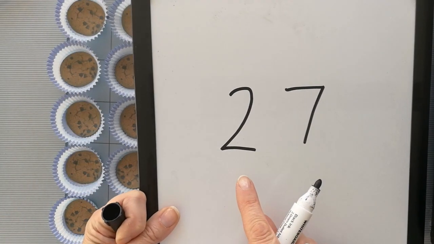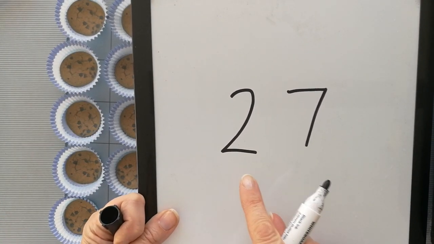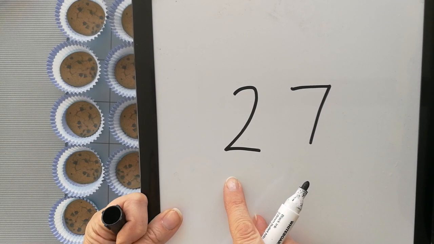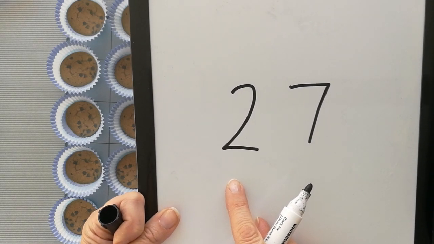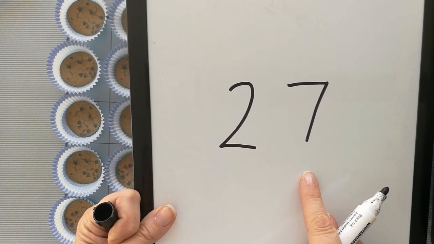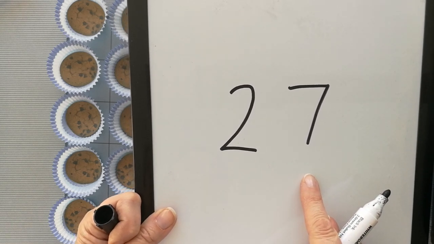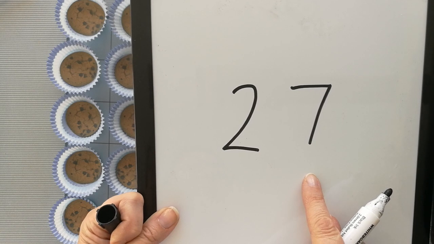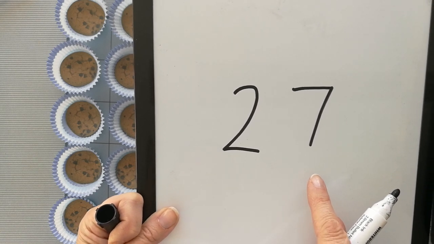So therefore we have 2 and 7, 2 tens, which is a 20, and 7 units or ones, so that is 7.